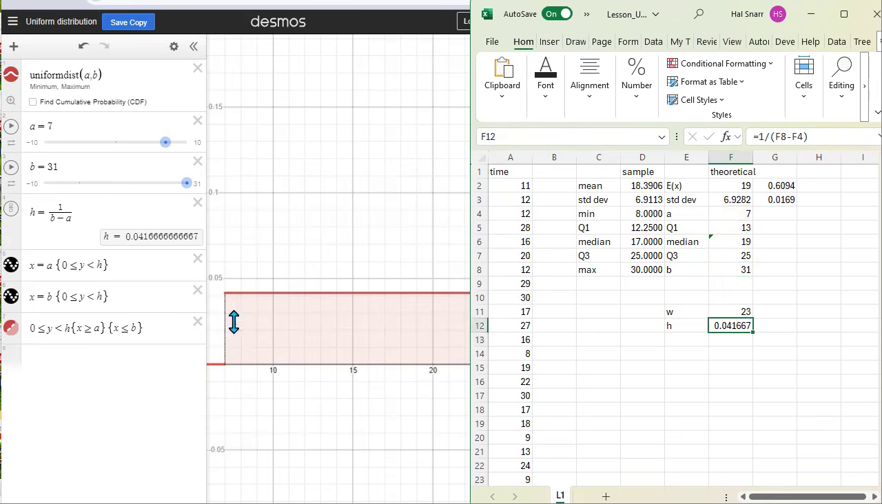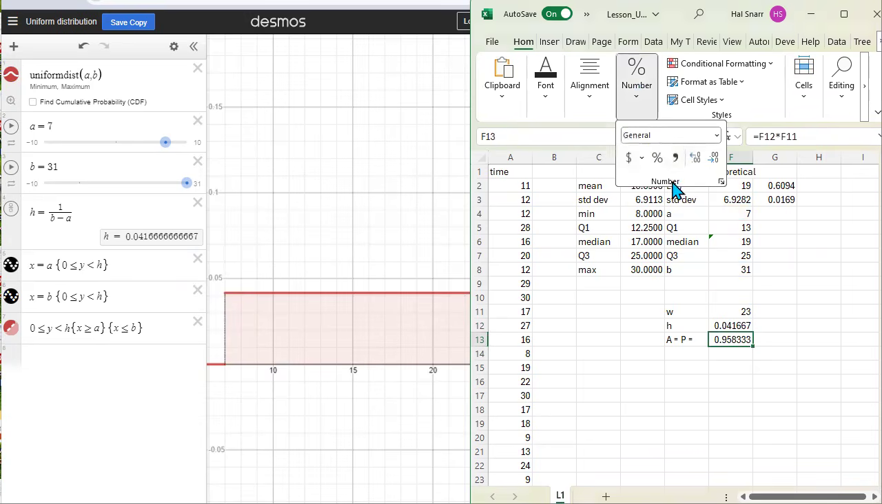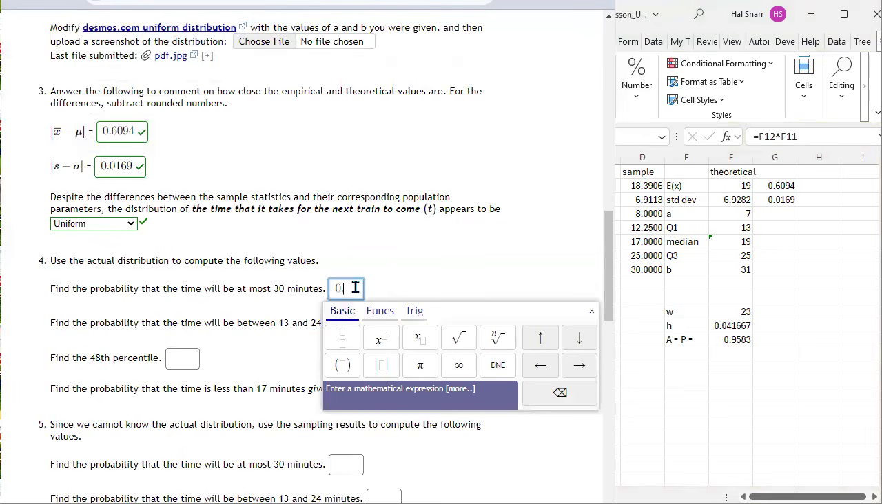So that's the same exact thing that Desmos has. And then the area is the probability. And that equals what? We have to multiply the height times the width. And we get a probability equal to 0.9583.